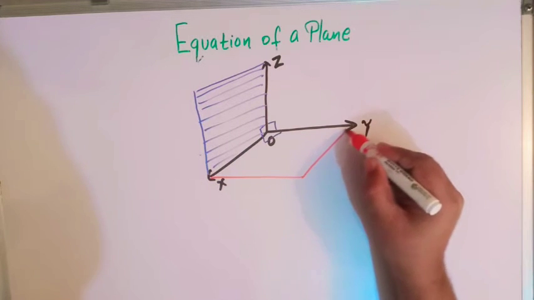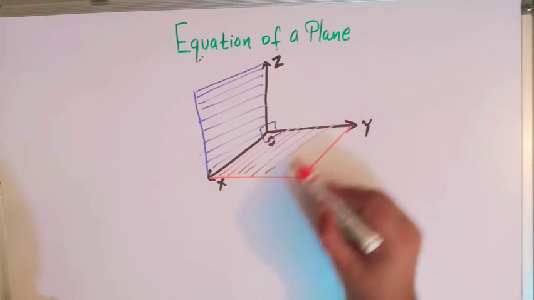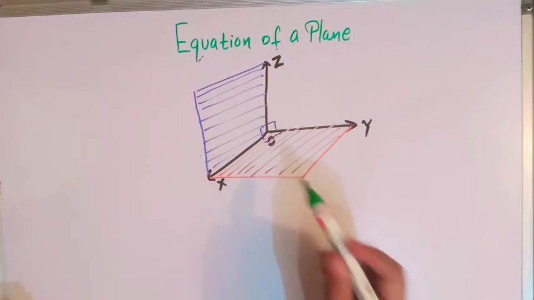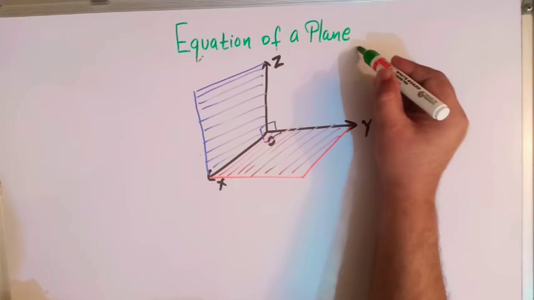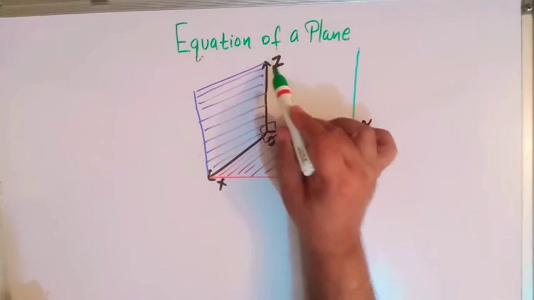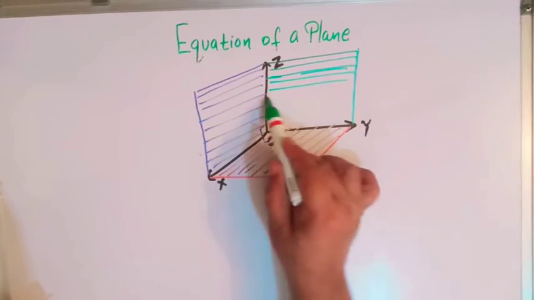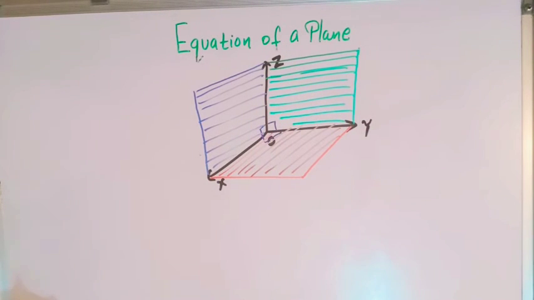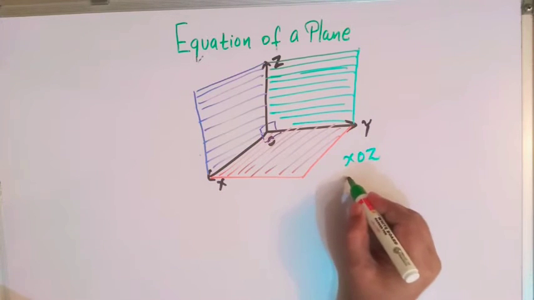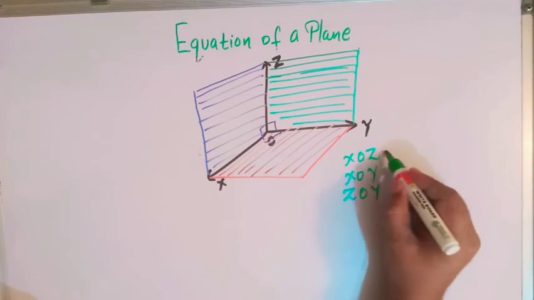So this is our XOY plane, and here we have our YOZ plane, right? So if we draw a line which is parallel to OZ, then we have our ZOY plane, right? So here we have the XOZ plane, then we have the XOY plane, and then we have the ZOY plane, right?